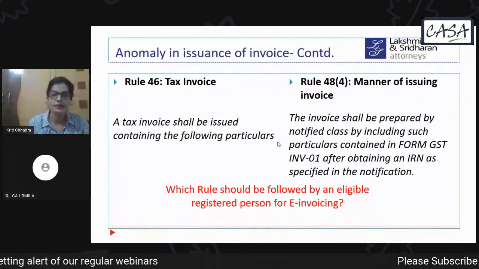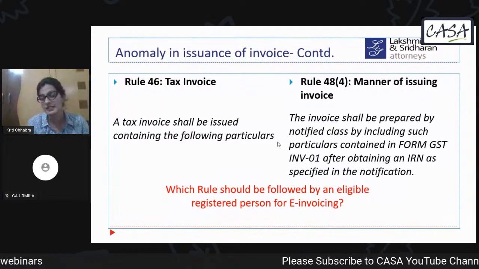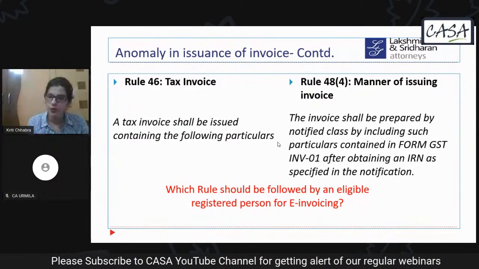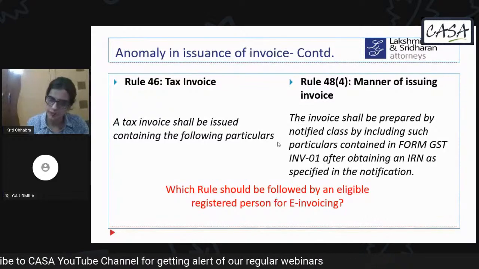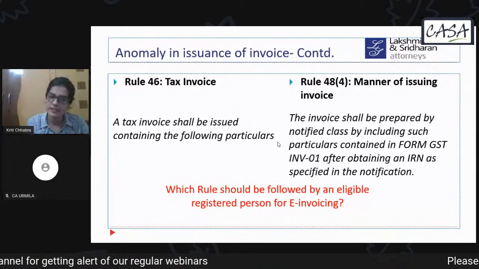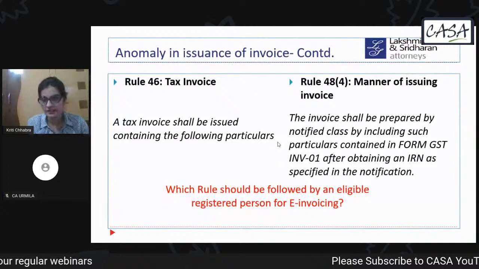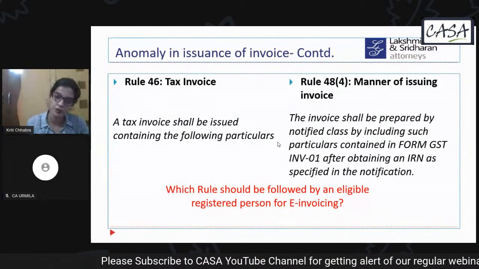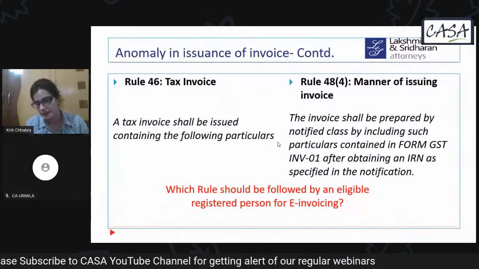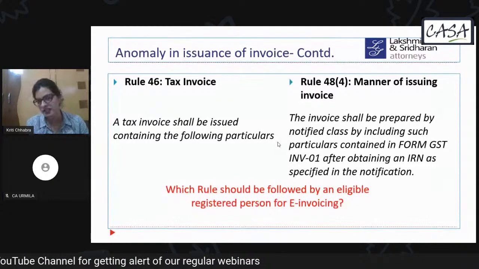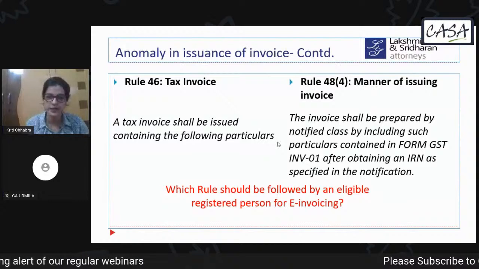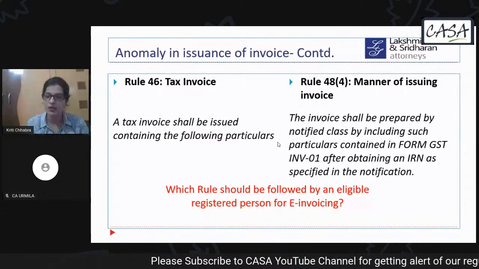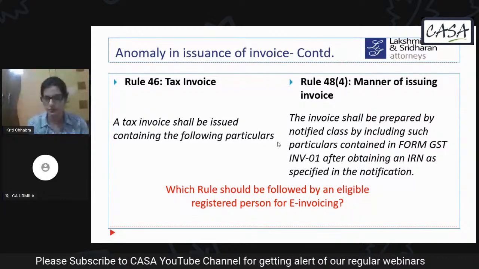In my view, we should either seek some clarity from the government on which rule should be followed, or we can read both the rules harmoniously until we get more clarity. Until that time, whatever is mentioned as mandatory items or particulars under Rule 46, as well as the mandatory items of Rule 48(4) mentioned under the e-invoicing schema, should both be corroborated in your invoice for the time being, and both the particulars should be mentioned there.